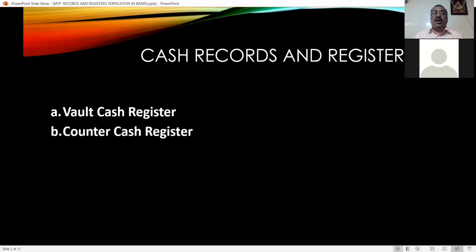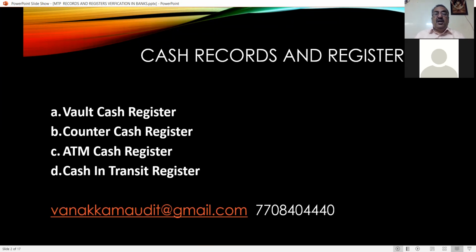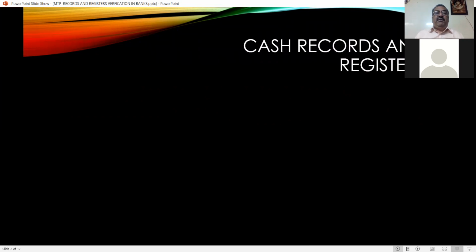Cash records and registers. What are the items that are related to the cash register? Yesterday we have seen this. Vault cash register, that is the cash stock register, and counter cash register, that is for the cashier who is handling the cash. The third one is the ATM cash register, because if any money is being deposited at the ATM, that has been recorded in the ATM cash register, and the cash in transit register. So money which has been sent to the other branch or chest branch has to be recorded in the cash transit register. And these are the first 4 items in the cash registers. All these registers you have to call and you have to verify.